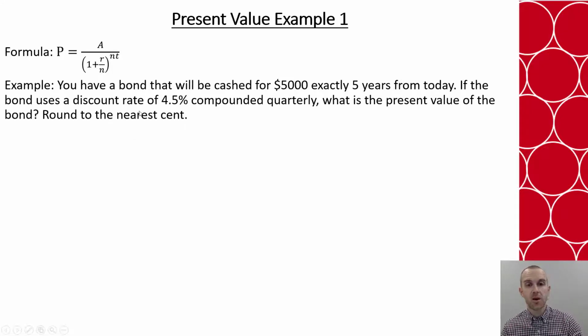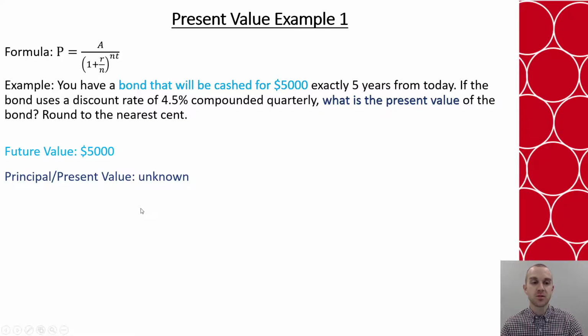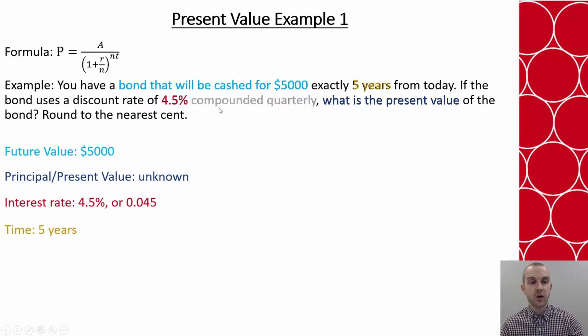So we can go through and find all the same information like we would if it was a compound interest problem. The difference is we actually know the future value. It's $5,000. Then we don't know the present value. So in other words, we don't know that principal, which is the present value in this case. Then we look and say, okay, we do have the interest rate of 4.5%, but we've got to remember that's a decimal, so 45 thousandths. We know how many years are going to pass, which is 5 years. And now we also know that we're compounding quarterly. So that's 4 times a year.